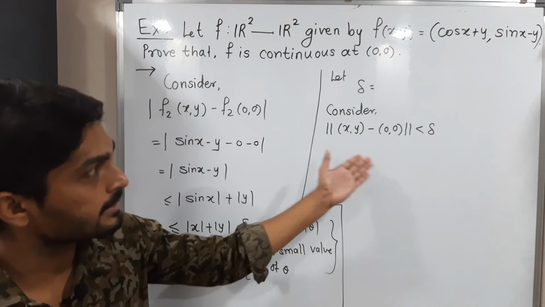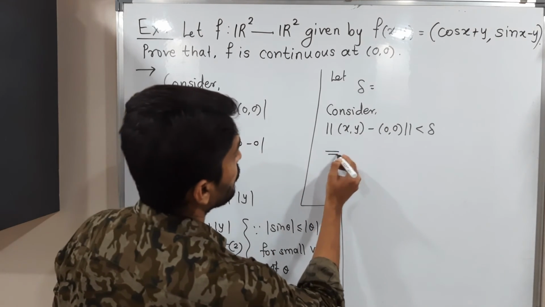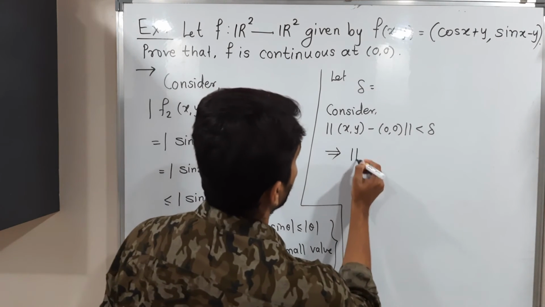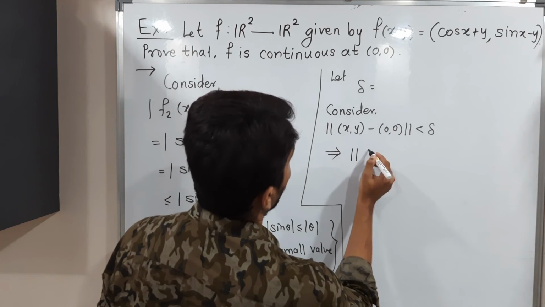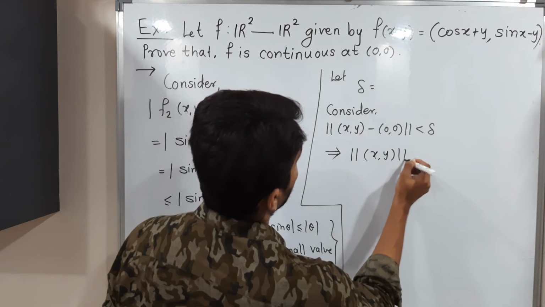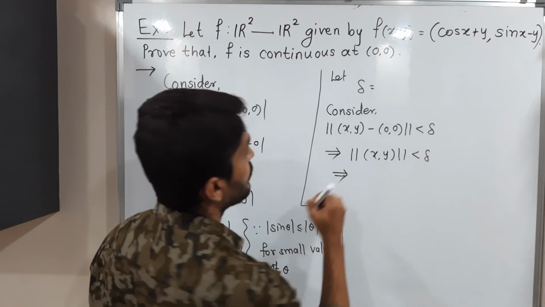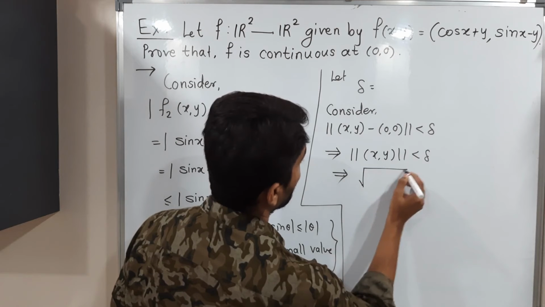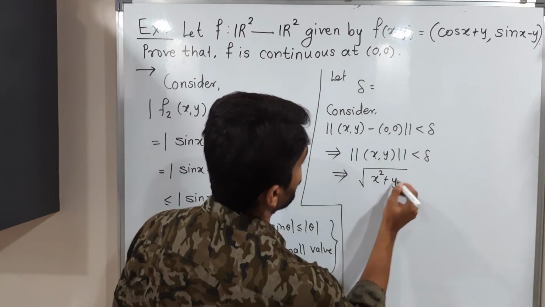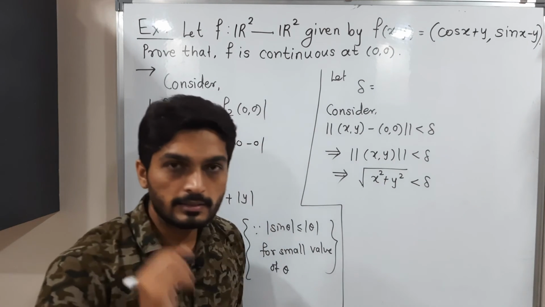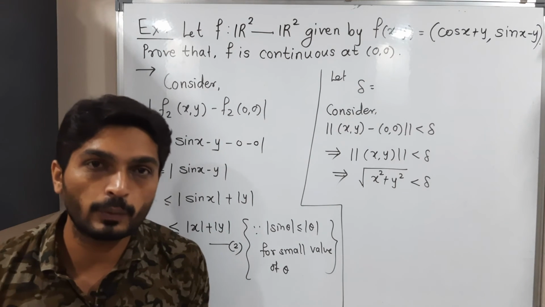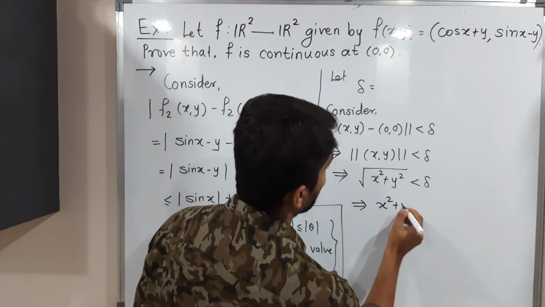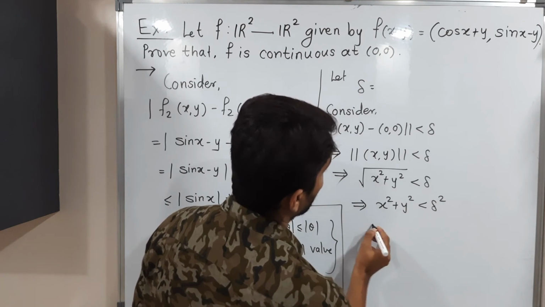But before that let us simplify it. You know well how to do component-wise subtraction: x minus 0 is x, and y minus 0 is y. So here the norm of (x,y) is less than delta, right? How to find the norm? By taking the square root. So this is the square root of x square plus y square less than delta. Guess the next step? Yes, we will remove the square root by taking the square of both sides. So this implies x square plus y square is less than delta square.